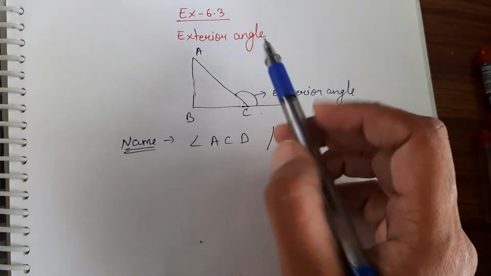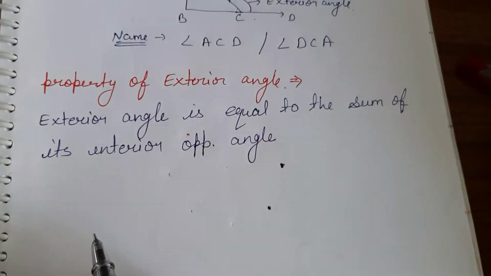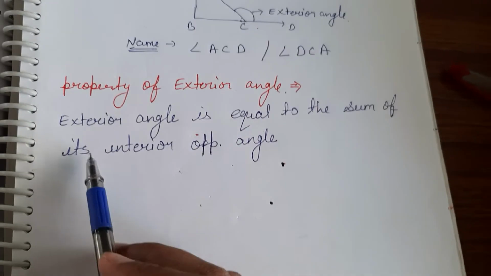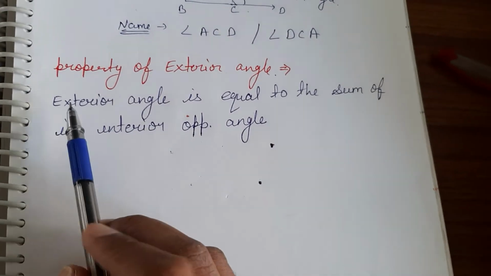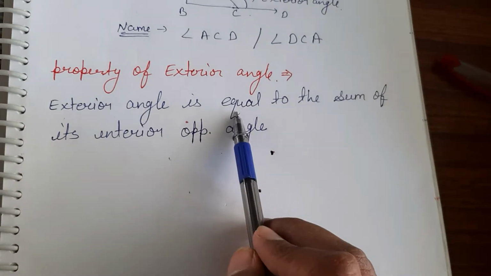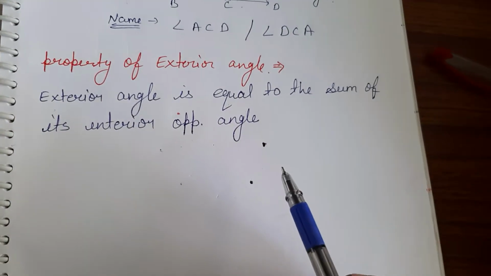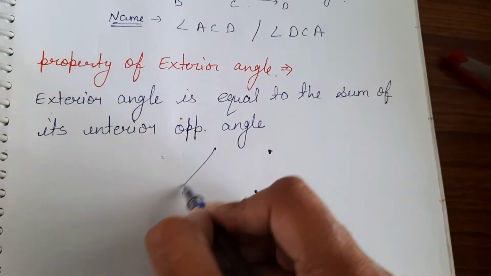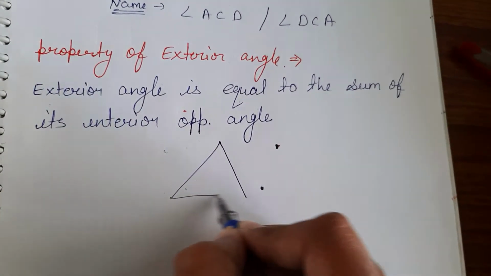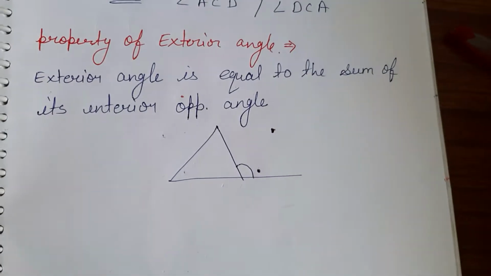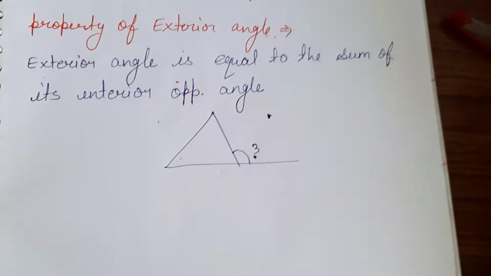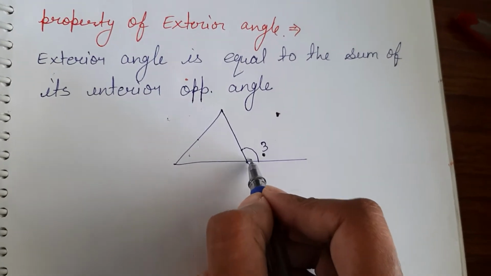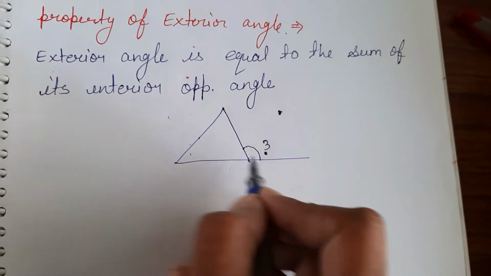Here is one property of exterior angle. What is it? Property of exterior angle: exterior angle is equal to the sum of its interior opposite angles. Understand? No? So here you can see the picture and then you can easily understand. This is the exterior angle. I am giving the name angle 3, and just opposite this exterior angle, what are the opposite angles? These are the opposite angles.